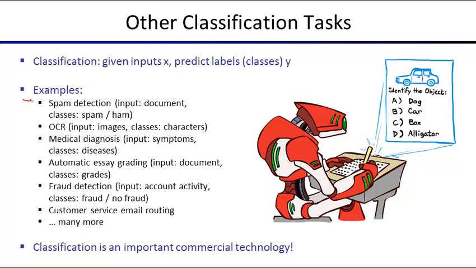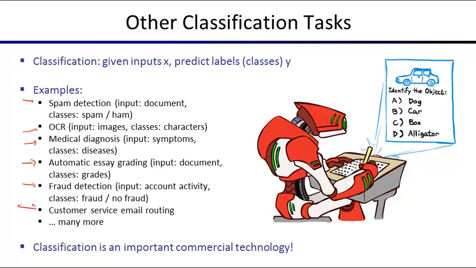Spam, we already covered. OCR. Then another one, medical diagnosis. The input there is symptoms that are maybe measured on a patient. And the classes, so the output of the classifier, are diseases. Another application that ETS uses is automatic essay grading. The input is a document, so some typed text, and the output is a grade. Fraud detection. The input is the activity on your credit card account, and the output is whether a transaction that just happened is fraud or no fraud.